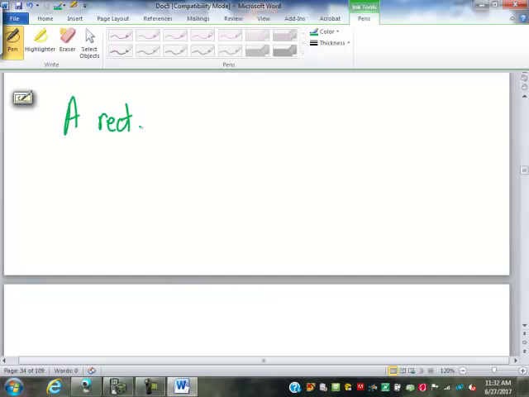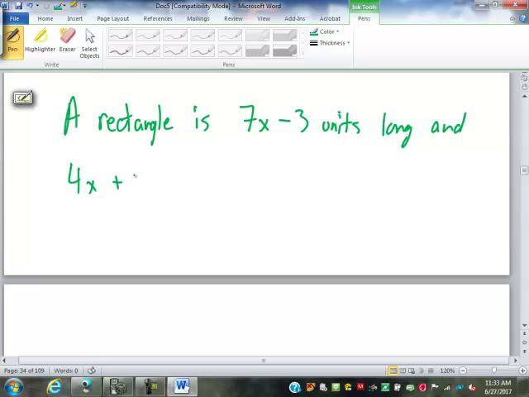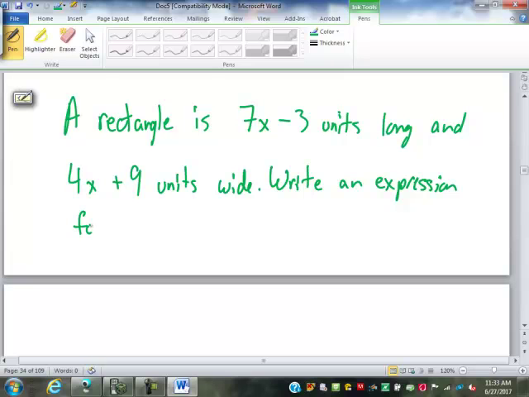Now, one last example, then I'll let you guys out of here, unless there's questions. A rectangle is 7x minus 3 units long and 4x plus 9 units wide. Write an expression for the perimeter.